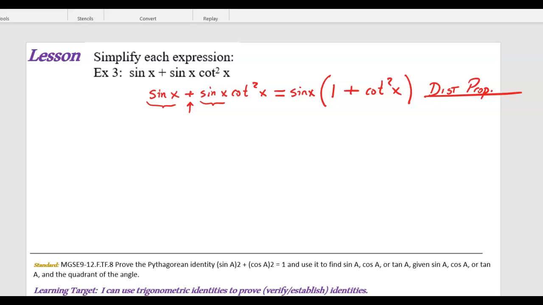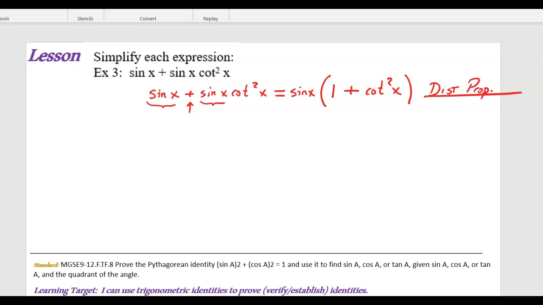Now, you can write factored. That's fine. You factored. But anytime you multiply something out using the distributive property or factor it out, it's still the distributive property. Now, if you rewrite cotangent in terms of sine and cosine, you can do that. It's just going to be a longer proof. You'll still get to the end.